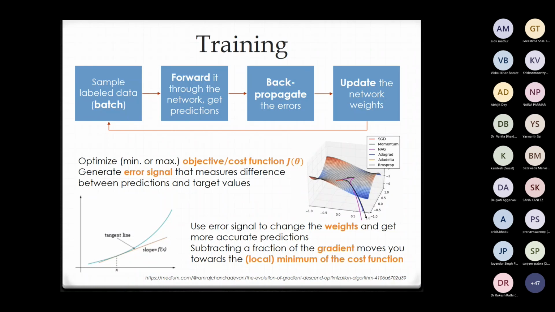Suppose your target value is 1, but you are not reaching 1, you are reaching 0.75. So in between there is an error. We generate the error signal, then calculate the optimization result, and then we remove the error as well as the bias, and we get the value from the input to the outcomes. This is the simple thing we have to take from the training side. First of all, use the error signal to change the weights and get more accurate predictions.